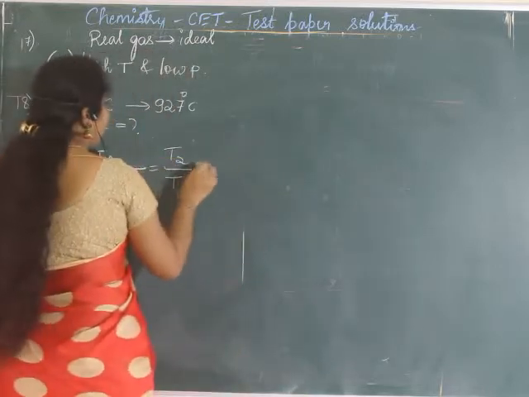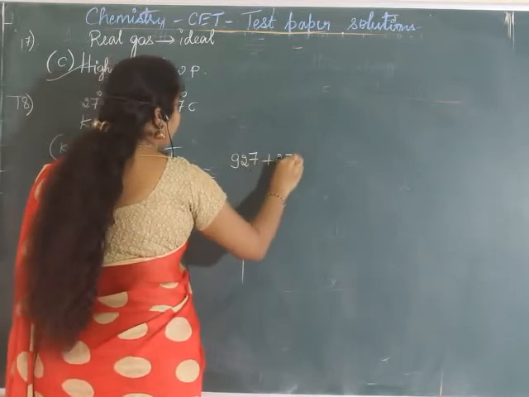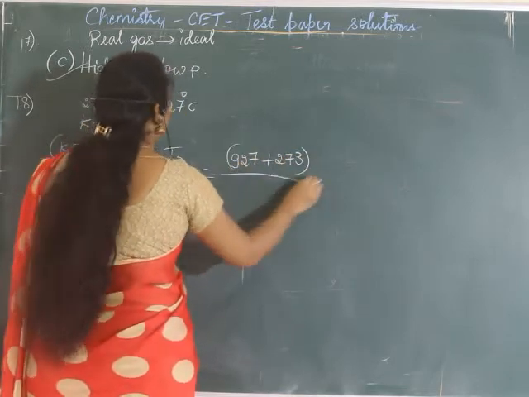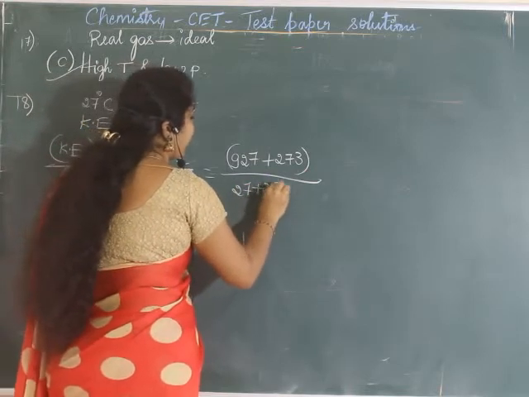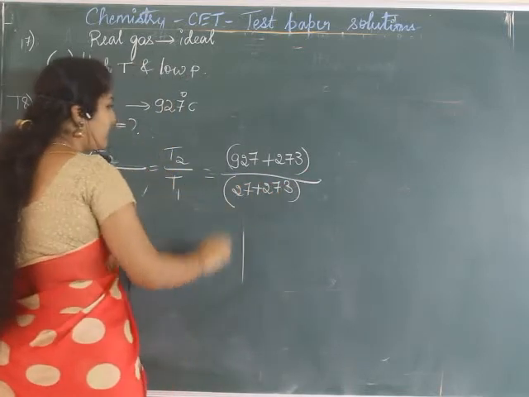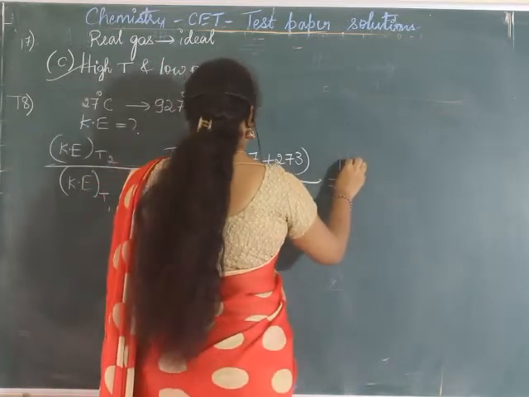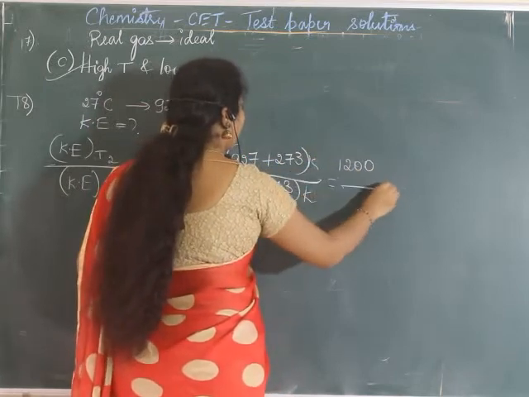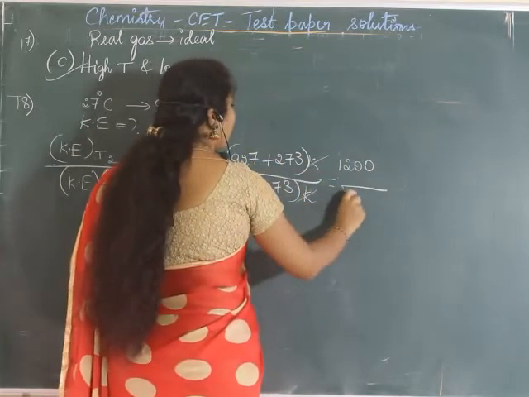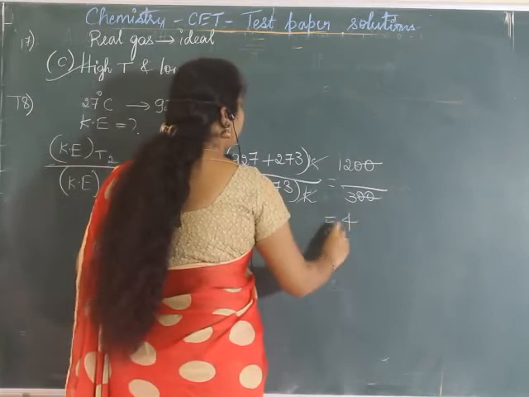So the final temperature is 927. Let us consider it on the Kelvin scale: 927 plus 273, divided by T1, which is 27 plus 273. What does it come out as? It is 1200 Kelvin over 300 Kelvin. Kelvin cancels, which is equal to 4.